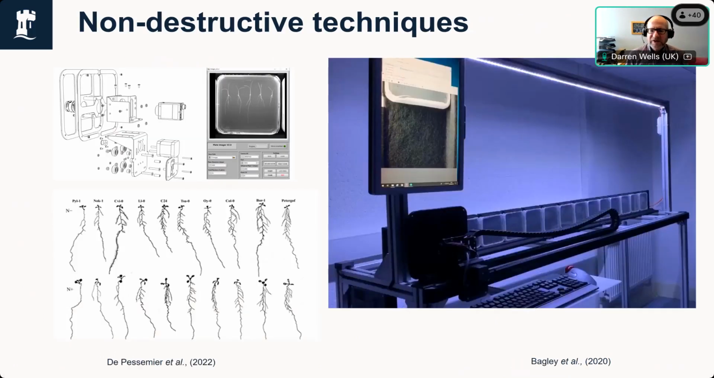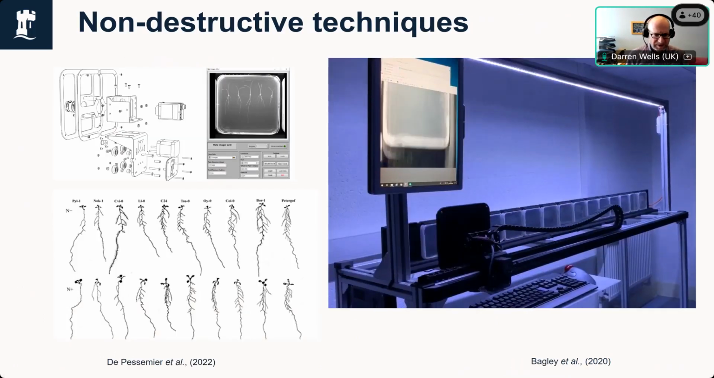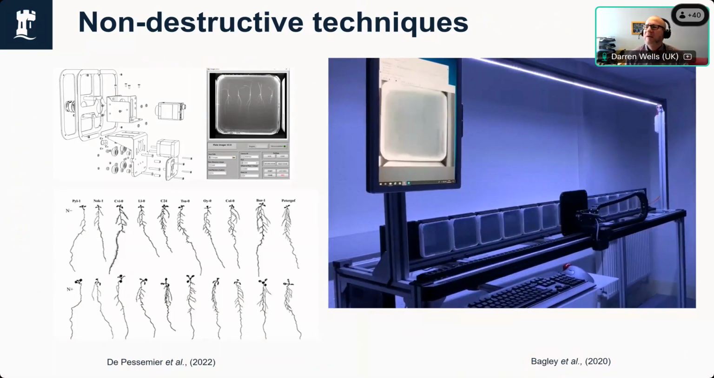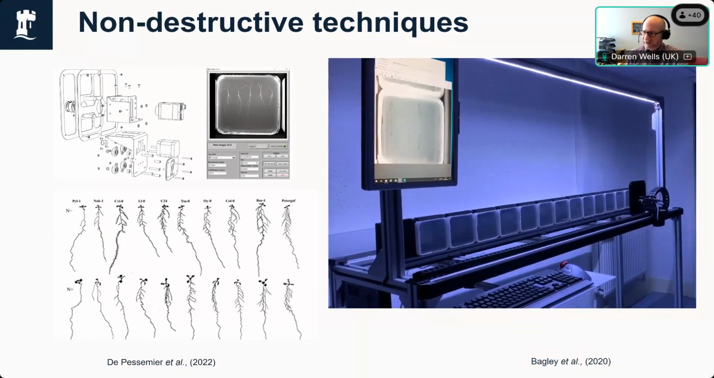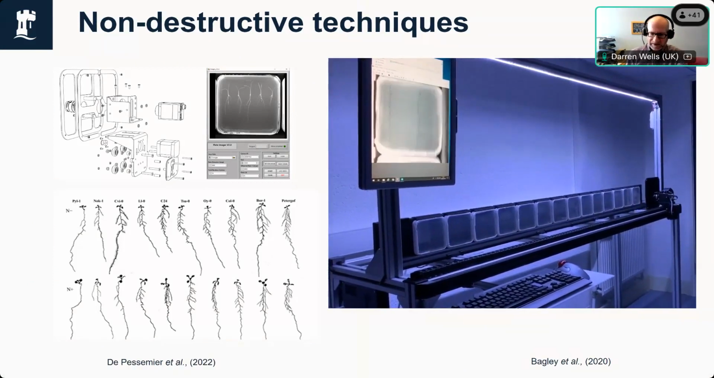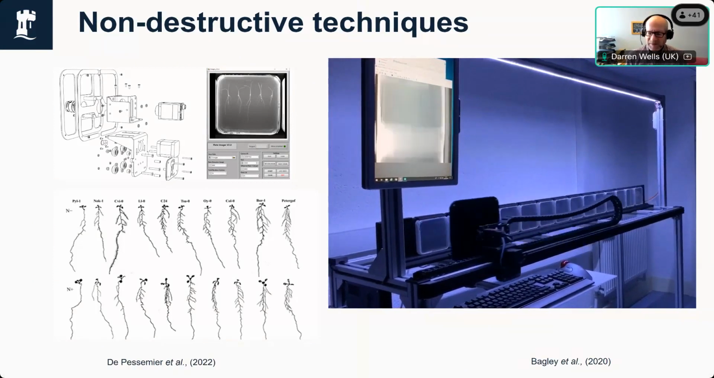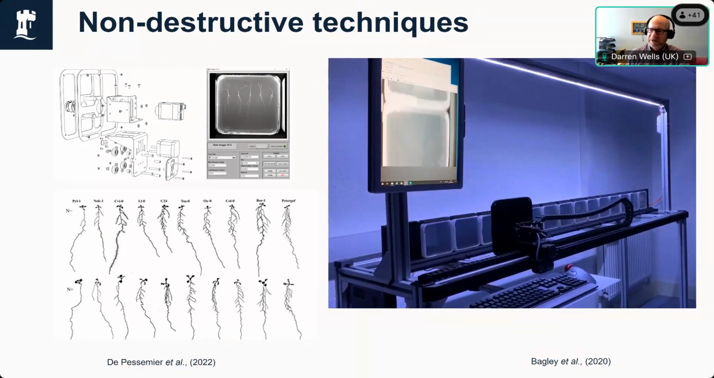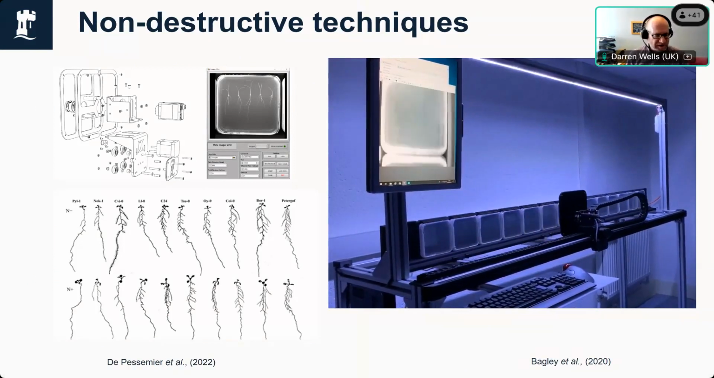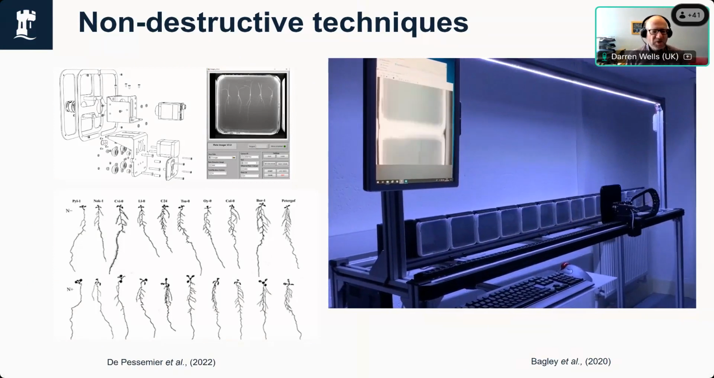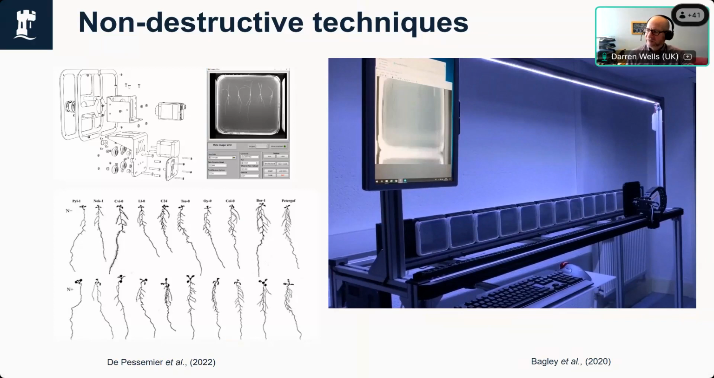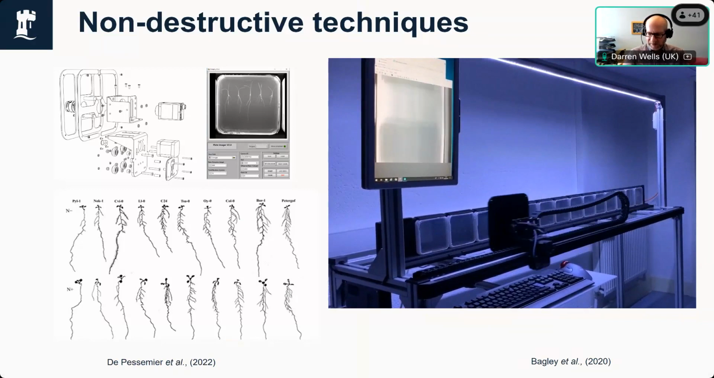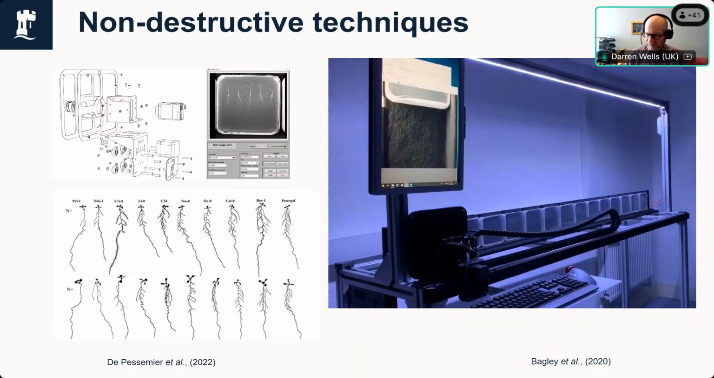The latest version of this system is much cheaper, much faster. The technology has moved with us, and we can now build this entire system for a fraction of the price of those first ones. And as you can see from this video, it's in real time. It's moving very fast. And the kind of work you can do with this, when you can screen in these numbers, you can screen large populations. So we recently published with Jérôme de Pessemier some work on some natural accessions of Arabidopsis, looking at the effect of nitrate levels on root system architecture. And if you want to build one of your own, the Bagley paper I've referenced there has all the plans to build this system.